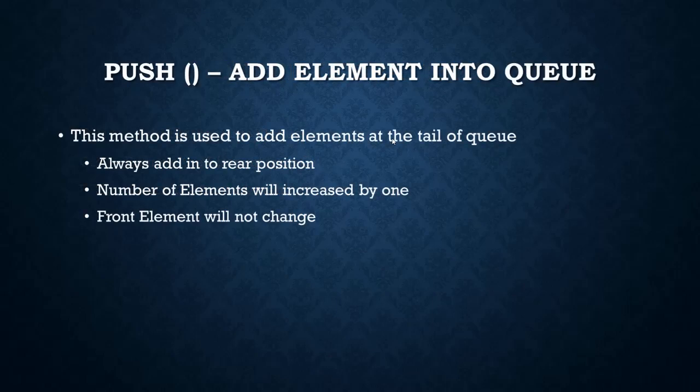Let's see. I want to add an element into the queue. That operation we call push. When you add an element into the queue, it is always added after the last element. Newly added element will be the last element, and the number of elements increases by 1. Even if you did a push operation, there's no change in the front element.